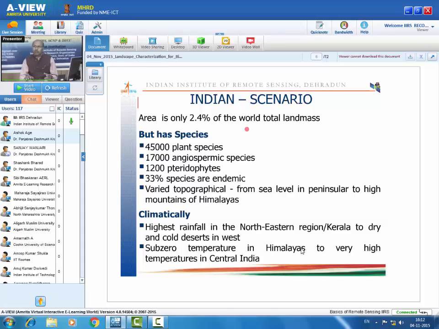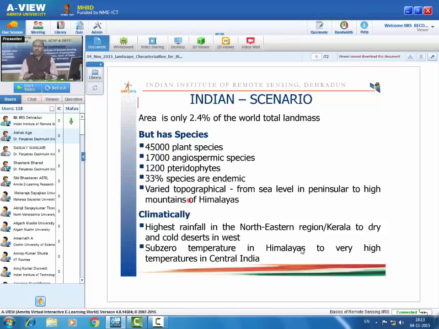If you look at the number of species, you can say the area is only 2.5%, but the share of biodiversity which India represents is very high. You can say here around 45,000 plant species. Out of that, around 70,000 angiosperms. Angiosperms are those plants which bear flowers. And then there are pteridophytes, which are old, a little primitive in the cycle when you talk about phenology and relationships. Out of that total number, around 33% are endemic. That means they are only found in India and surrounding regions, not elsewhere.